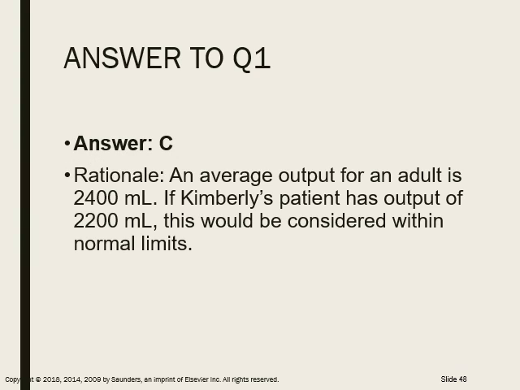The correct response to question 1 is C. An average output for an adult is 2,400 mLs. If Kimberly's patient has an output of 2,200 mLs, this could be considered within normal limits.